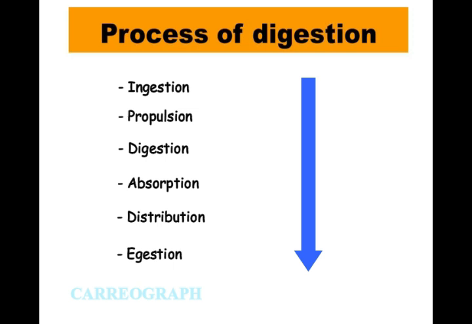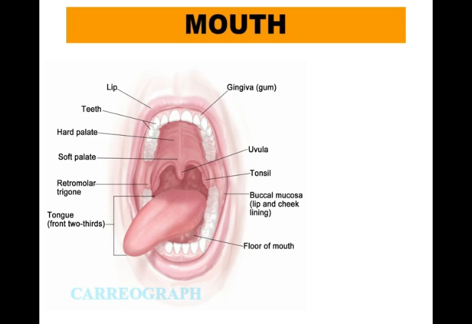Now we will see one by one the different organs through which this process of digestion takes place. The first organ is the mouth. The mouth has a cavity called the buccal cavity or oral cavity, which represents the first part of the digestive tract or alimentary tract. And from here, the process of digestion is initiated by ingestion and salivation. And also the propulsion starts. The second process, which is propulsion, starts from the mouth cavity itself.